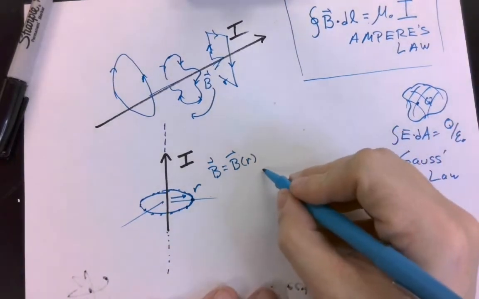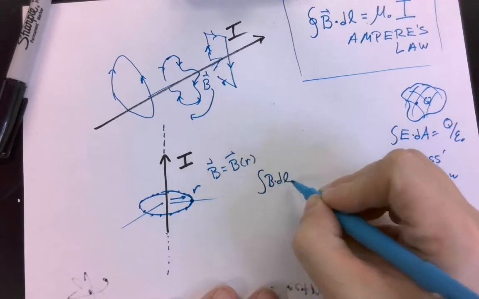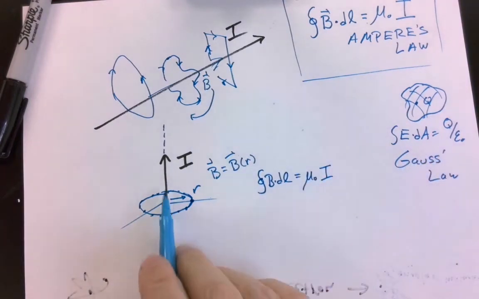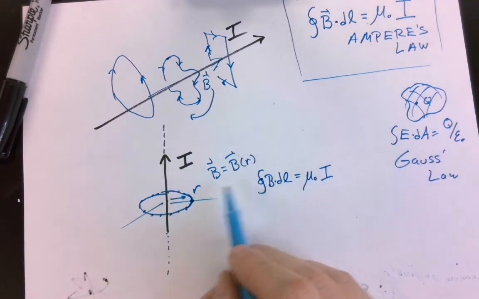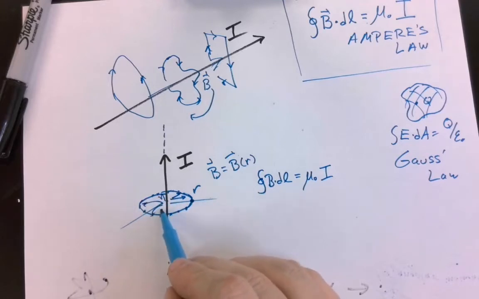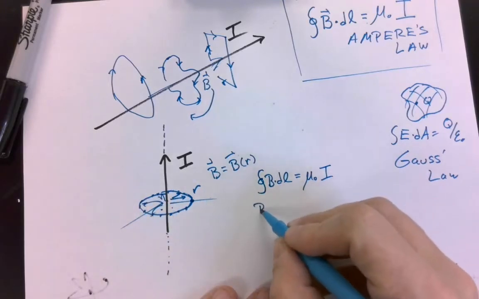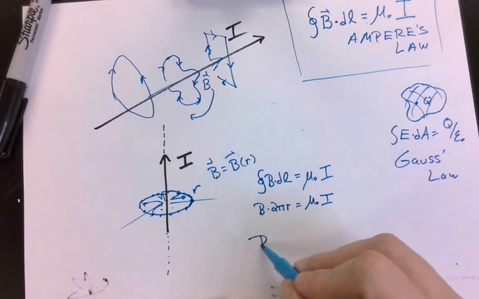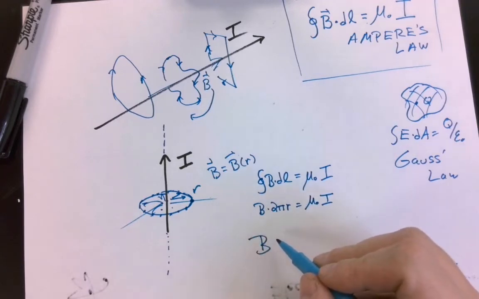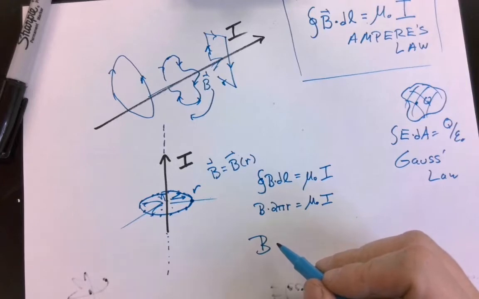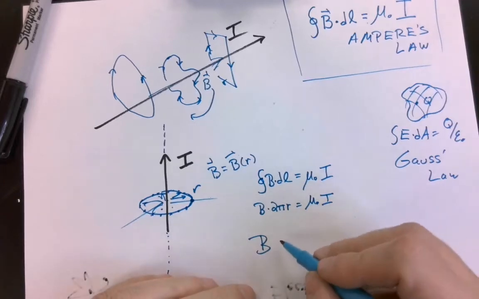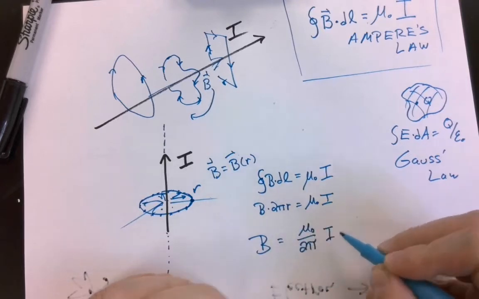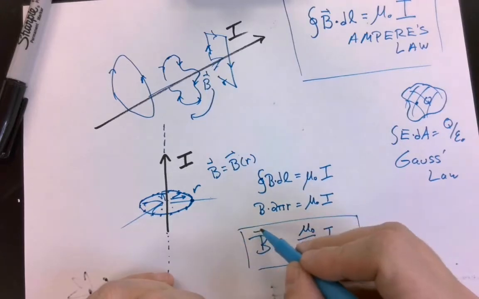So when I write Ampere's law, the integral of B dot dl around some closed loop is equal to mu zero I. In this case, the current through the loop is just what I've labeled I. The integral of B dot dl, if B is constant everywhere on this loop, is just B times the length of the loop. So that's B times 2 pi r equals mu zero I. And this gives us a very simple equation for the magnetic field due to a wire: B is equal to mu zero over 2 pi r times I.